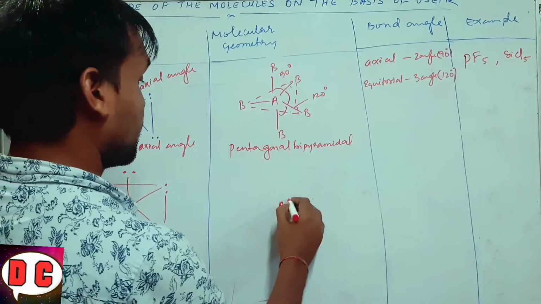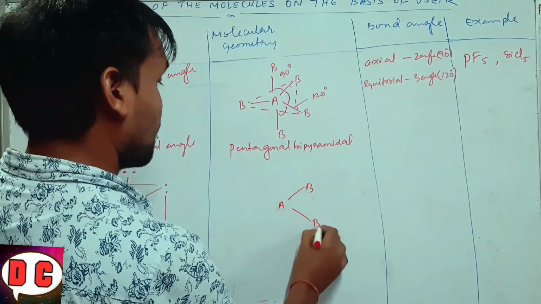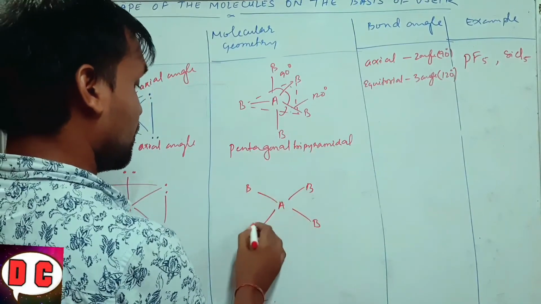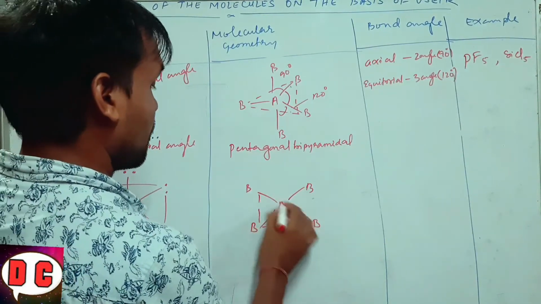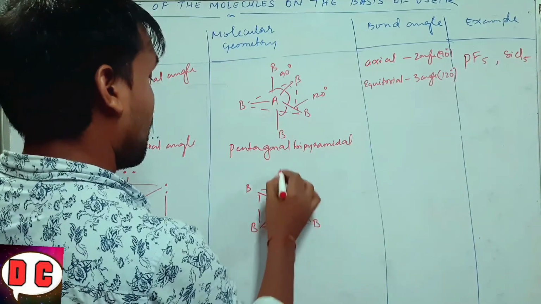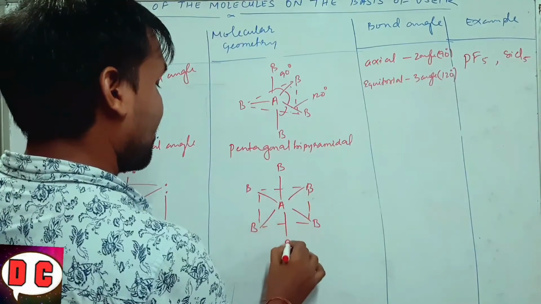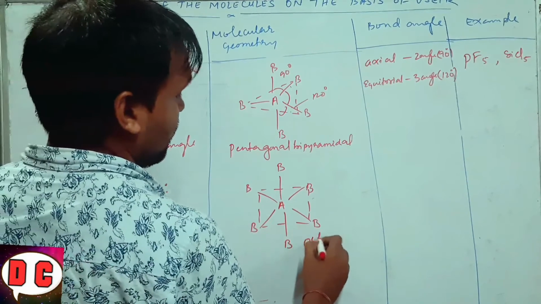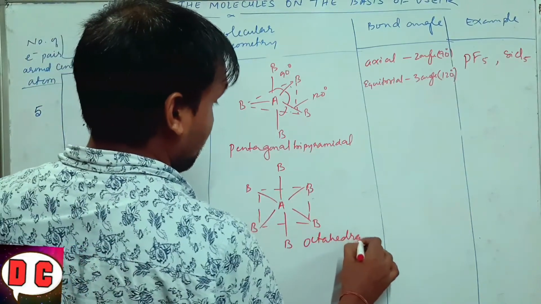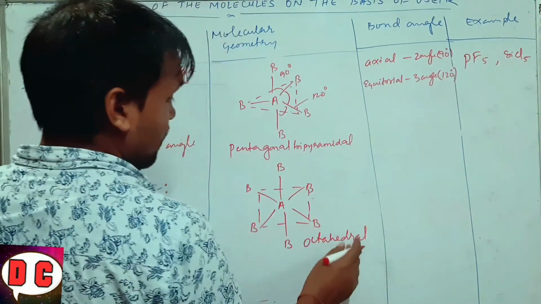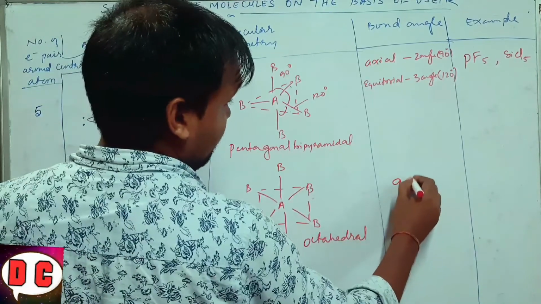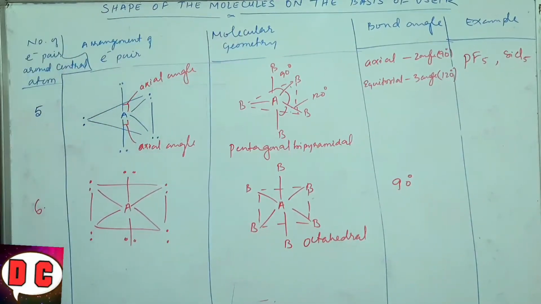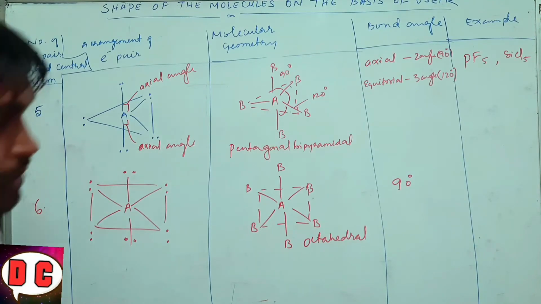So molecular geometry will be A, B, B, B, B, like this. So this shape is called what? Octahedral. Octahedral, and the bond angle here will be 90 degrees. The examples are SF6, TeF6.